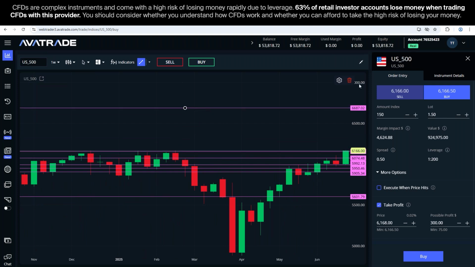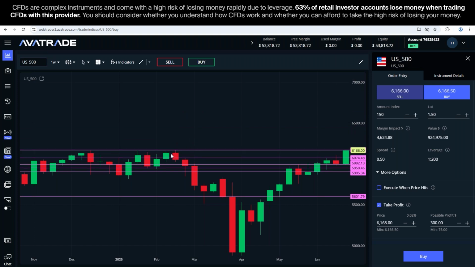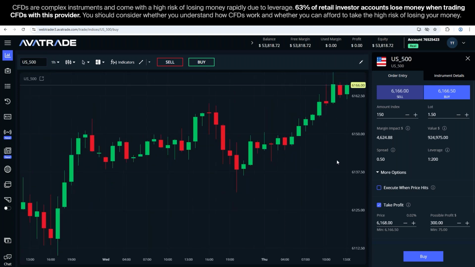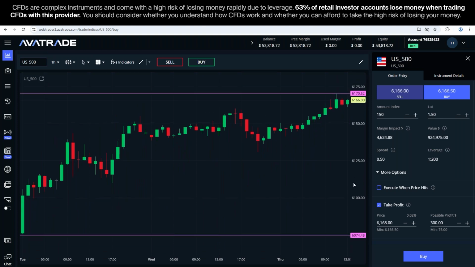Let's get rid of this line. Let's put this line on the all-time high. Right there. Okay, those are all-time highs. And now if we come back on the smaller candles, there's the all-time high. Okay, it touched the all-time high and pulled back. So it could make sense to do a pending order, execute when price hits.